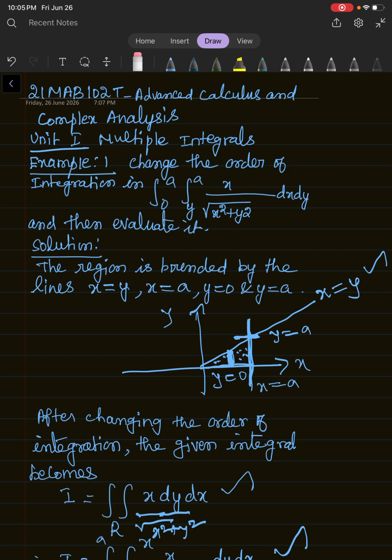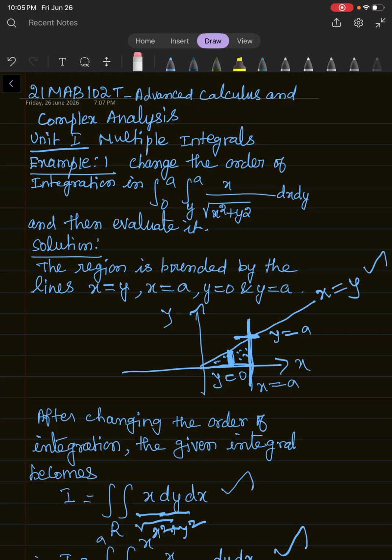Today I am going to start multiple integrals. Example 1. Change the order of integration in the integral from 0 to a, y to a, x divided by square root of x square plus y square, dx dy, and then evaluate it.